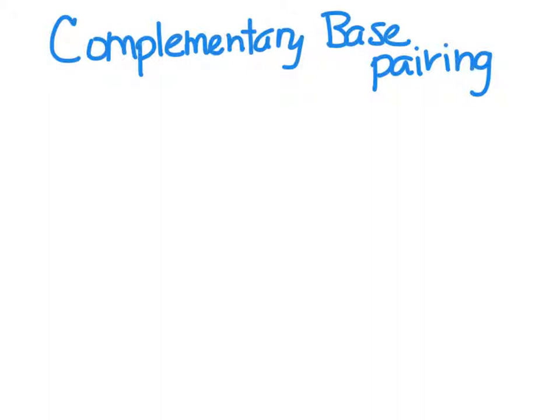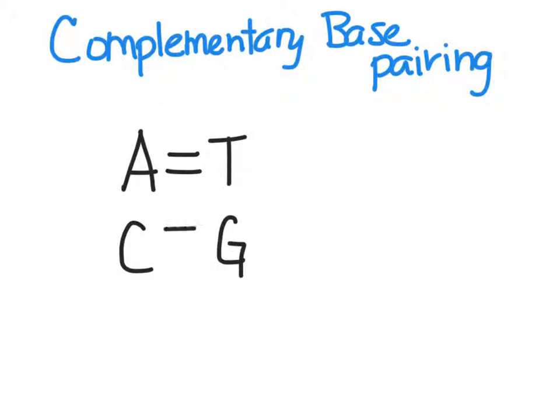DNA is held together by hydrogen bonds between the nitrogenous bases. And these nitrogenous bases always pair together, which means adenine always bonds with thymine. And between adenine and thymine, there are 2 hydrogen bonds. And cytosine always bonds with guanine, and there are 3 hydrogen bonds.